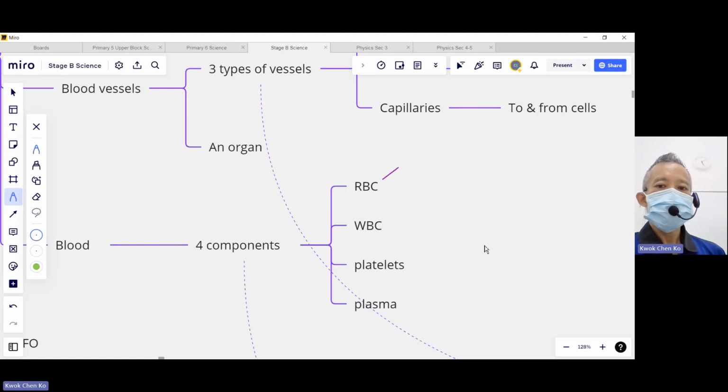Red blood cell, of course, carries oxygen. I think we have done this before in the chapter on cells, so I won't elaborate too much.